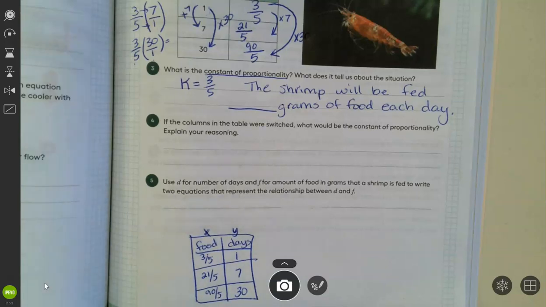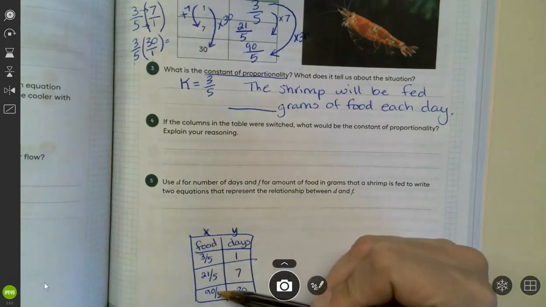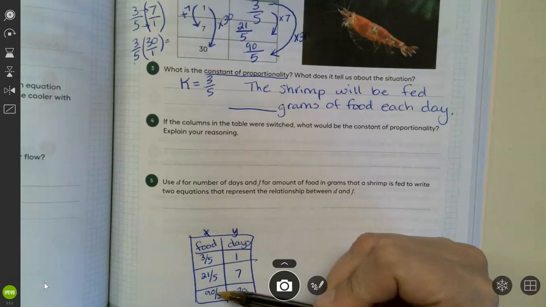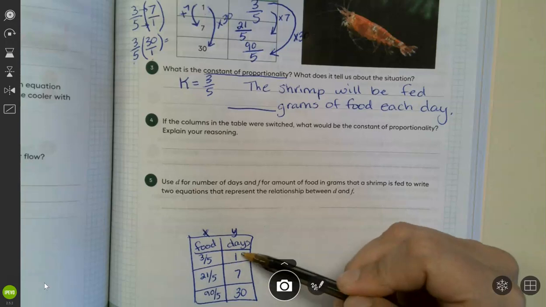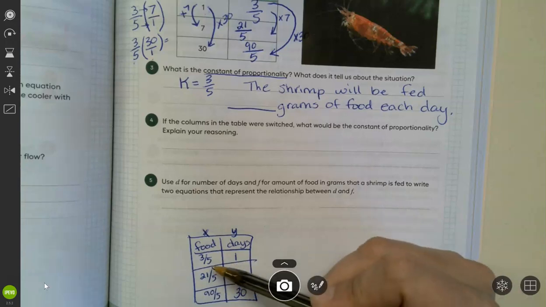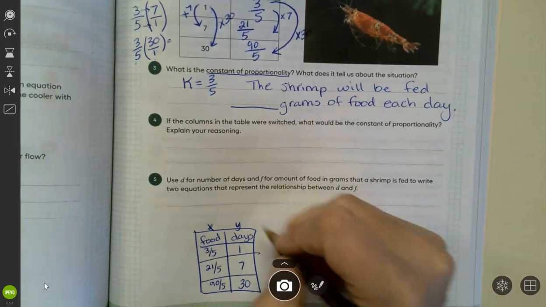First thing we do when we look at a table is look for a 1 in the x column. I do not have a 1 in the x column, so I cannot find the constant of proportionality this way. Don't get confused. If there's a 1 in the y column, this is not the constant of proportionality. So how do we find the constant of proportionality?